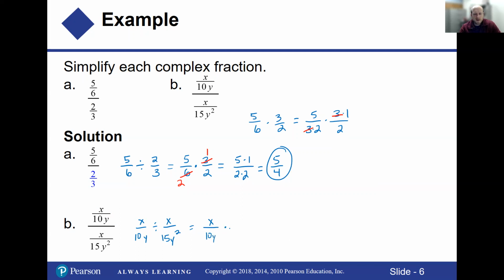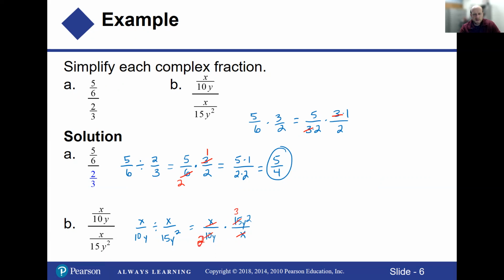Keep the first fraction, change division to multiplication, and then flip the second fraction. From here, I can again look for any common factors. I see I have an x and an x, so I can cancel those. I have a 15 and a 10, so I can divide both by 5. 15 is going to be 3, and 10 is going to be 2.